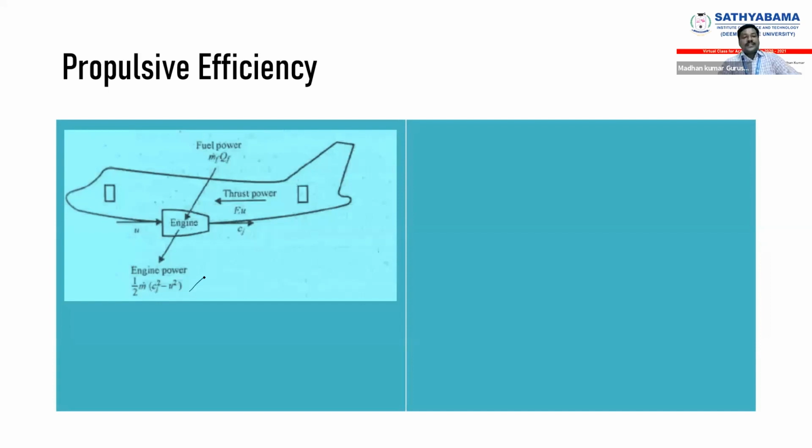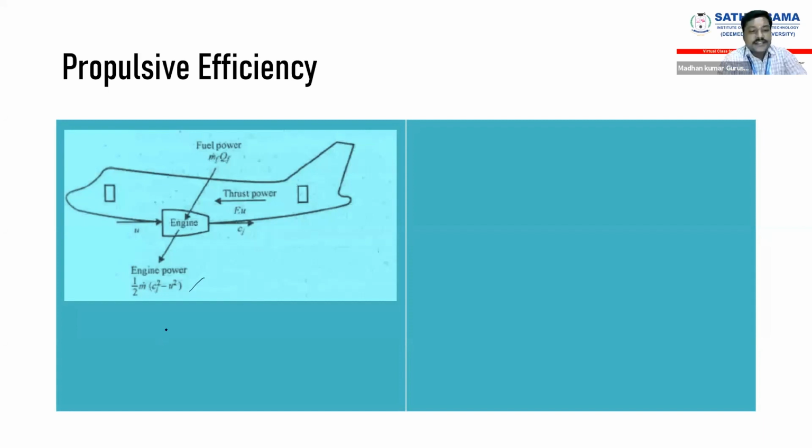So what is your exit velocity? That is Cj. And what is your inlet velocity? That is U. What will be the total kinetic energy? The net kinetic energy is nothing but half m dot Cj square minus half m dot U square. That is called engine power, right? So engine power is the net power developed due to kinetic energy of flow of gases, and this is half m dot (Cj square minus U square).